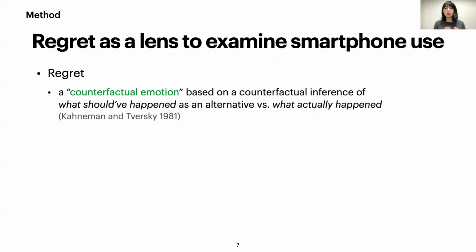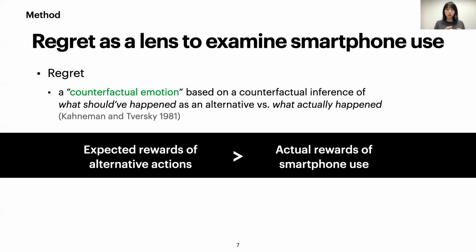We use the construct of regret as a lens to examine smartphone use. Regret in behavioral economics is defined as a counterfactual emotion based on a counterfactual inference of what should have happened as an alternative versus what actually happened. In the context of smartphone use, this translates to that users regret when the expected rewards of alternative actions to smartphone use exceed the actual rewards of smartphone use.